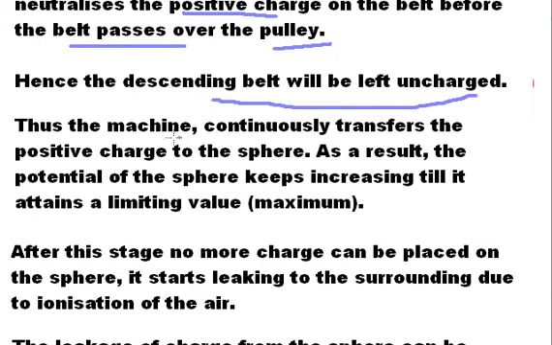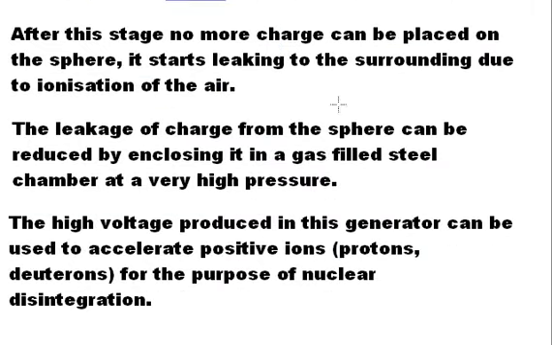Okay, so in this way the machine continuously transfers the positive charge to the sphere. As a result, we get a continuously increasing charge, and the potential of the sphere keeps increasing till it attains the limiting value, that is the maximum. And sometimes when more charges are there, there can be leakage.